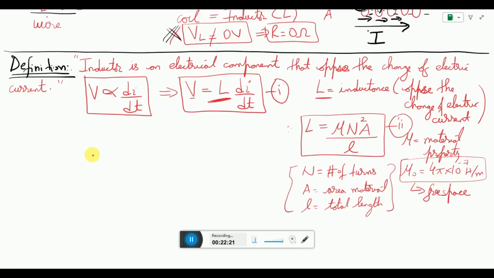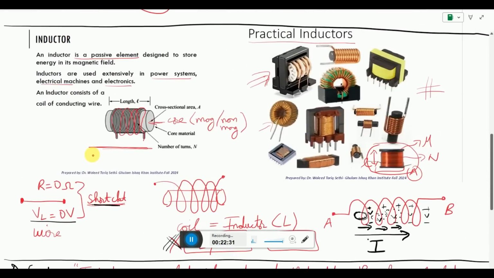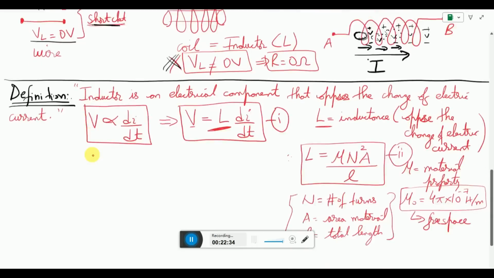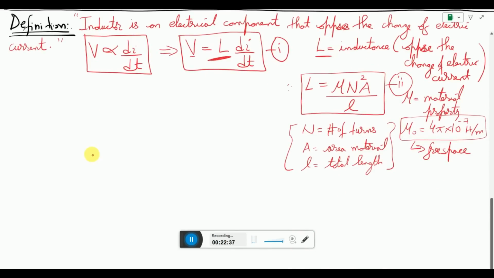Now, what else can we learn from this equation? Before moving into the equation, we need to know the symbol of inductance. Normally, practically, inductors look like this. Obviously we cannot use this in our circuit analysis. So the symbol of an inductor, keeping in mind the current direction and everything.